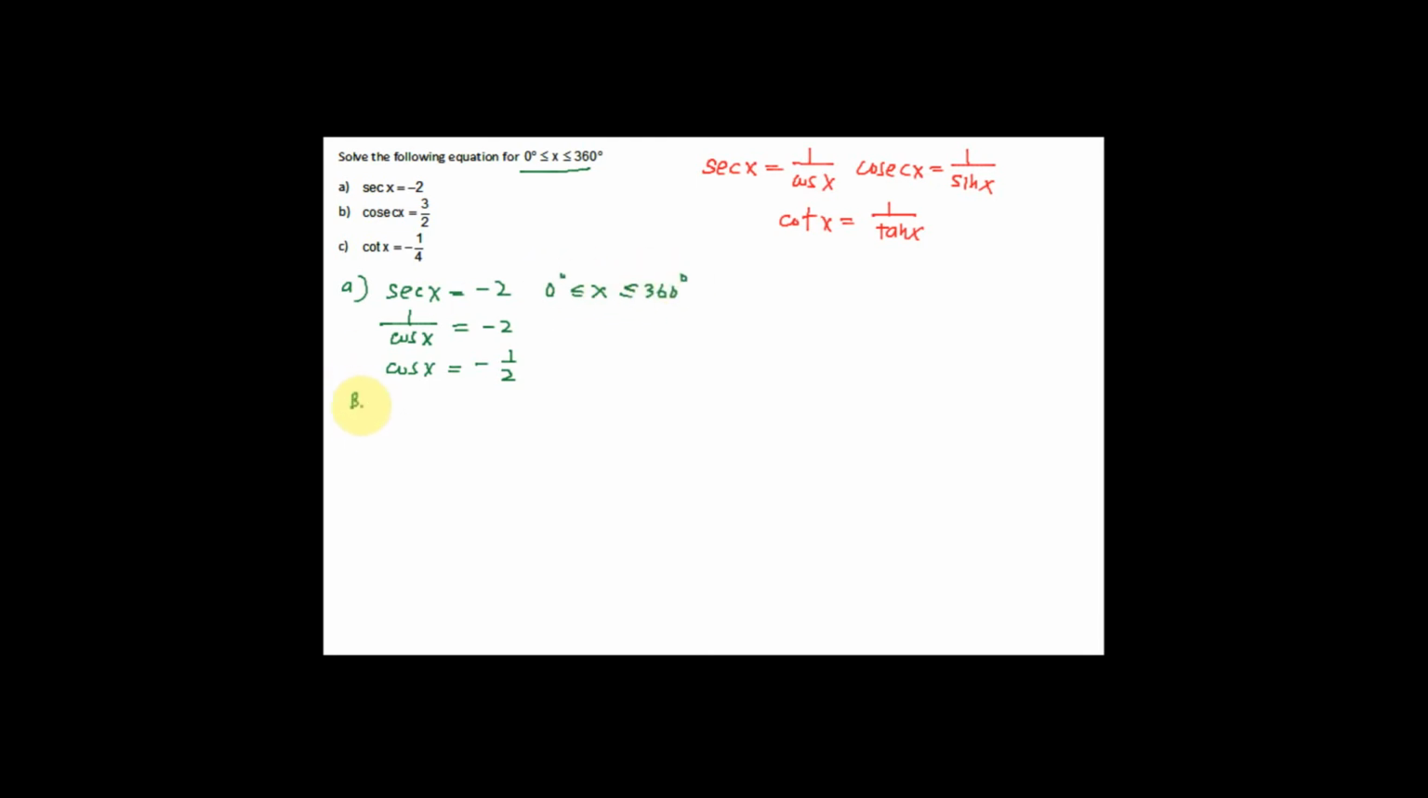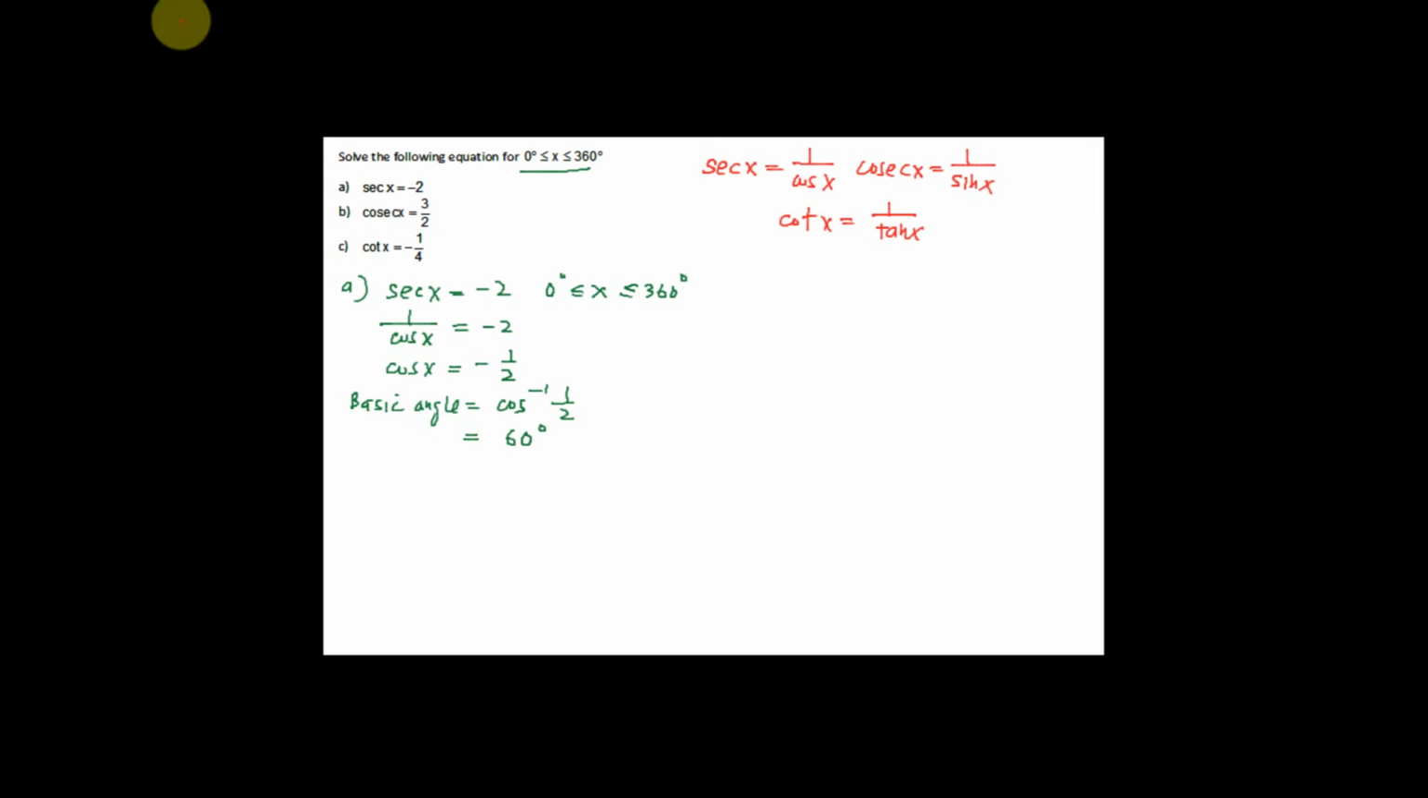The second step is to find the basic angle. That is cos inverse of 1/2. Remember, the basic angle is always a positive number, positive 1/2, not the negative, because a basic angle is any angle that is less than 90 degrees. This will give you an answer of 60 degrees.